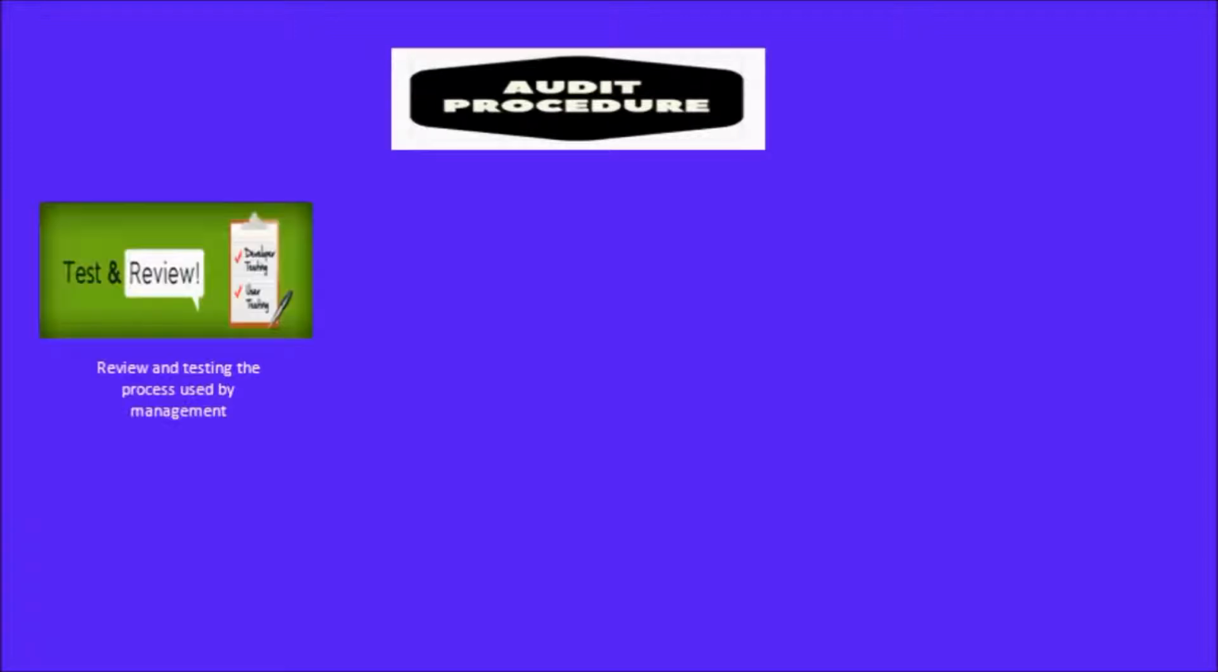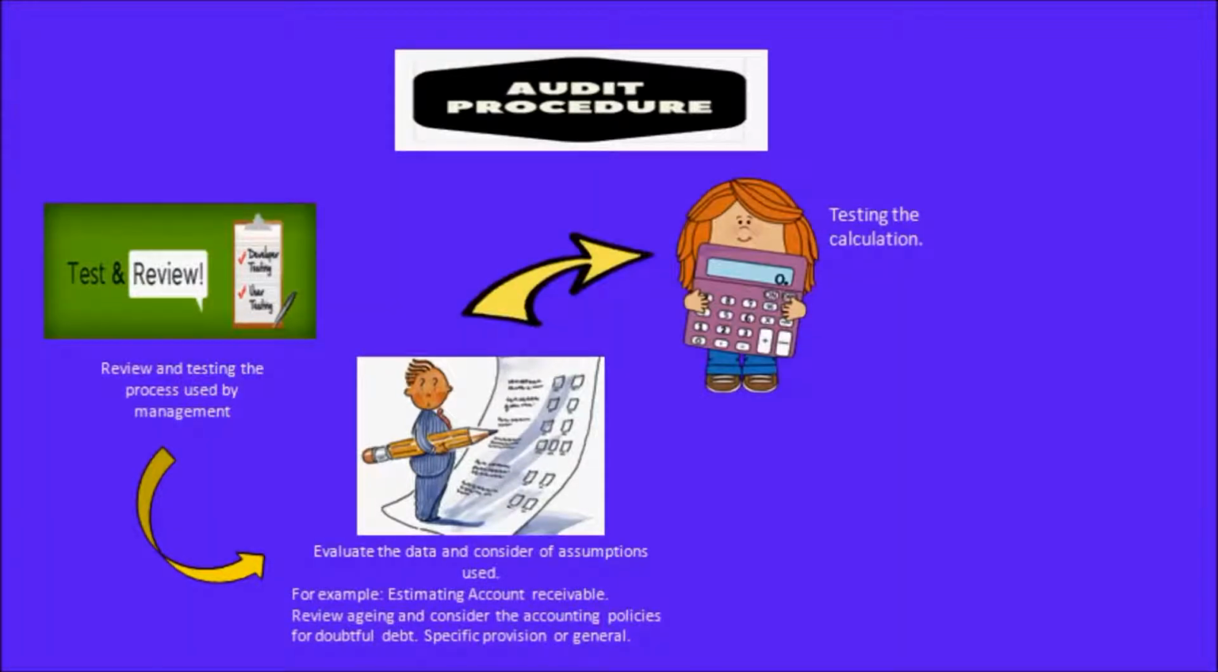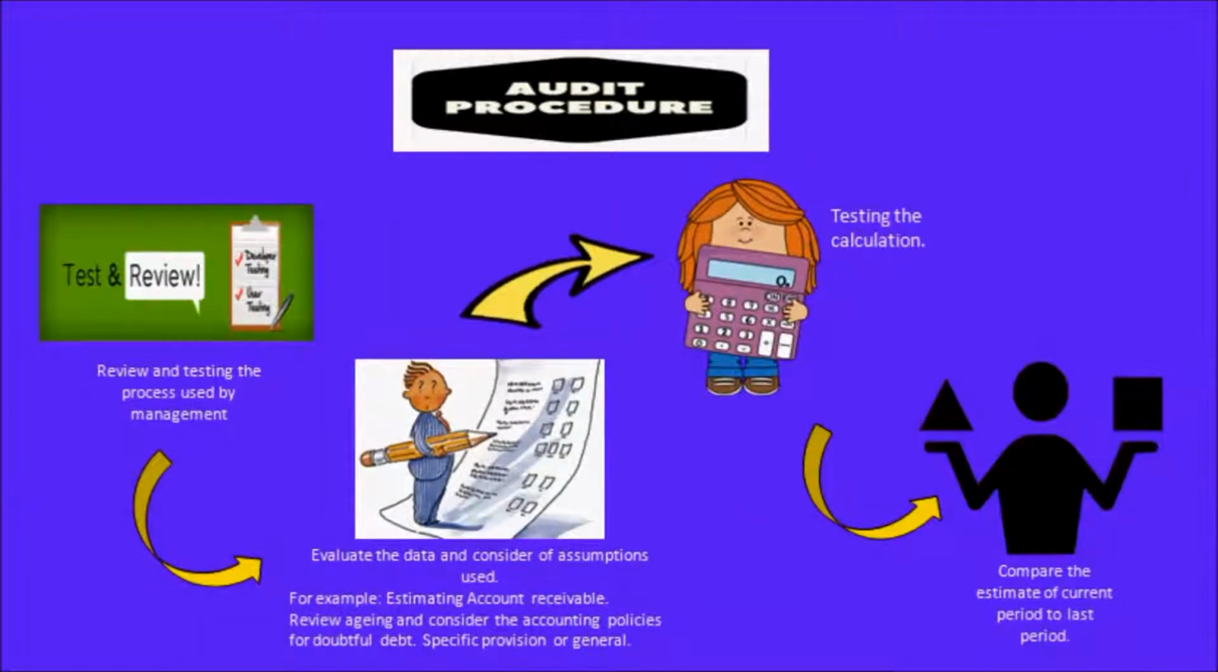Under accounting estimates, there are several audit procedures. First, they have to review and test the process used by the management. Second, they should evaluate the data and consider the assumptions used. For example, when estimating accounts receivable, review the aging and consider the accounting policy for bad debt, and whether the provision is specific or general. Third, they should test the calculation. And for the last one, they should compare the estimate of the current period to the last period.